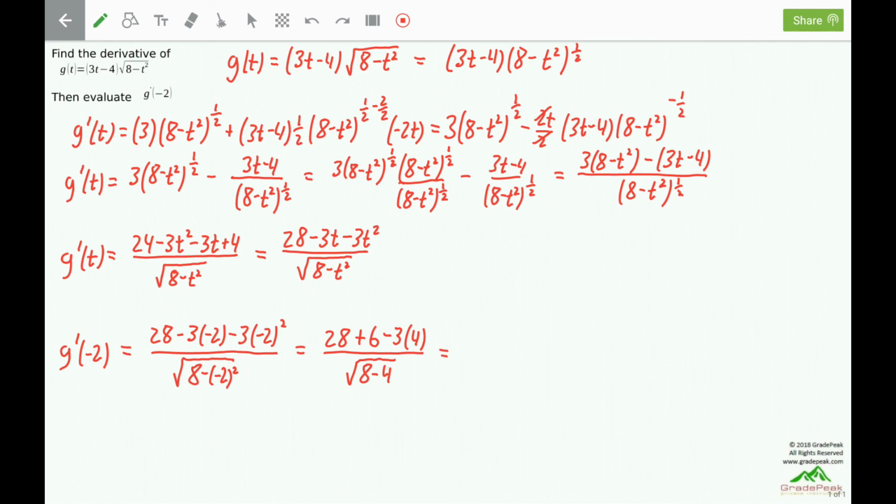Back in the numerator, 28 plus 6, we can work that out to be a 34. And then a negative 3 times a 4 is a negative 12. And all of this is over the square root of 4. 34 minus 12 is a 22. And the square root of 4 is a 2. 22 divided by 2 comes out to 11.